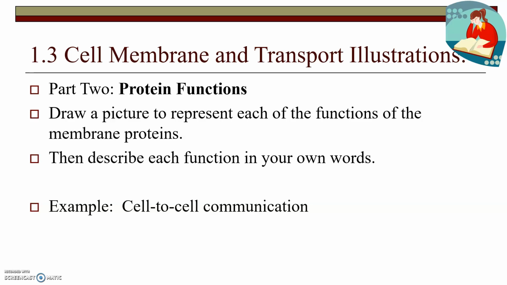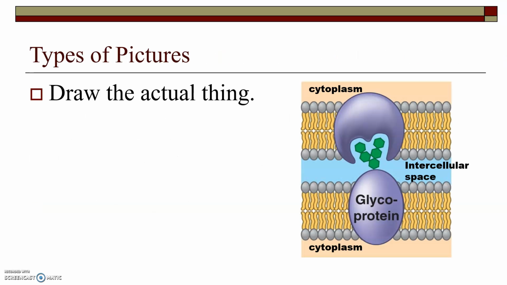So I'm going to do cell-to-cell communication. And so one way that you could draw this picture is to draw the actual thing. So here you see on my picture 2 different cells, one cell here, one cell here. This would be the inside of the top cell, this was the inside of the bottom, this is intracellular space. These 2 cells are communicating with each other via a glycoprotein extension from this protein that's embedded in the cell membrane. So that would be a way to draw the actual structure.